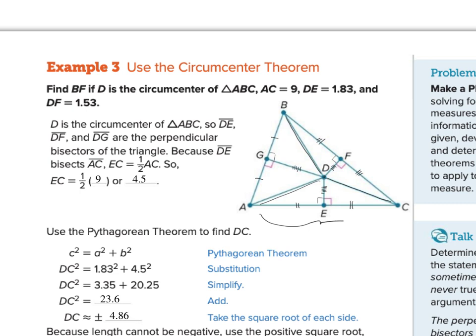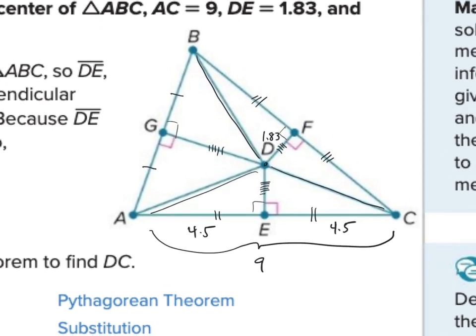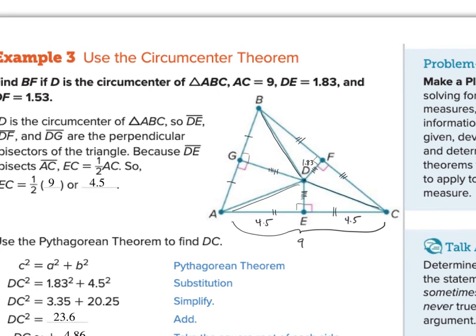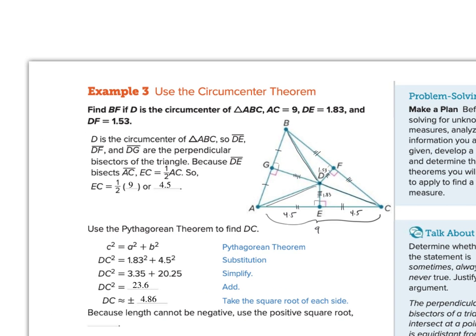So if the entire length is equal to 9, then this side is equal to 4.5, and this side is equal to 4.5. DE, they stated, is 1.83, and DF is 1.53. I got that backwards. Okay, and then it says because DE bisects AC, it's 1/2, so we came up with 4.5.